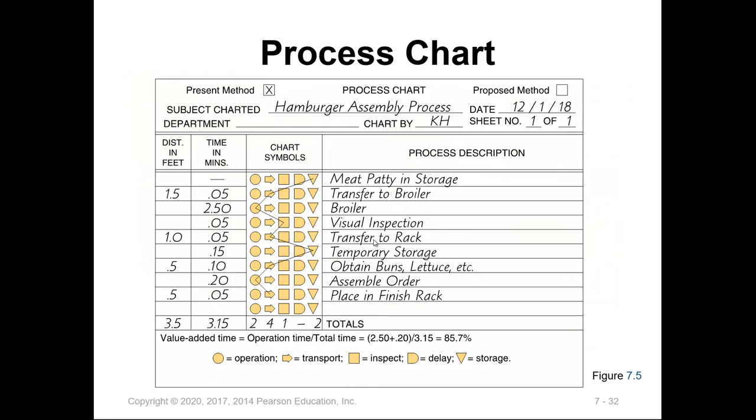Another tool that we mentioned was the process chart. This figure shows a process chart for hamburger assembly. Using this chart and symbols, we can identify the stage where the assembly is, including time passed in minutes and distance traveled. Using this chart, we can eliminate non-value-added activities and improve the process to make the service faster.